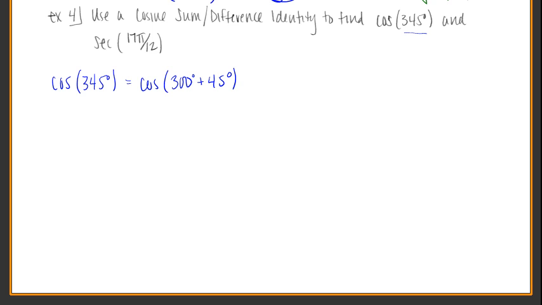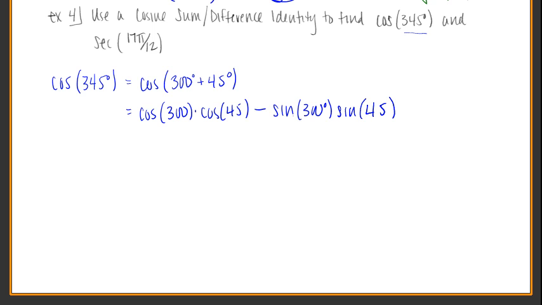Okay? So let's expand this out now. The cosine of 300 degrees and 45 degrees is the cosine of 300 times the cosine of 45, opposite, so minus the sine of 300 degrees times the sine of 45 degrees. Okay? So just using the identity that we learned at the very beginning of this lesson.